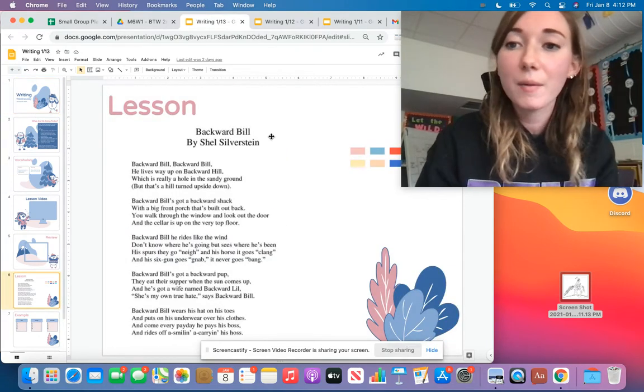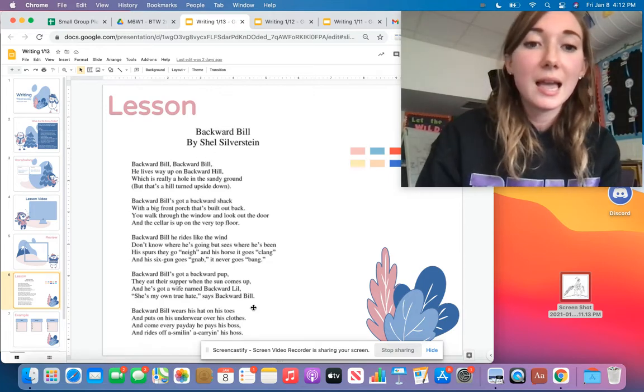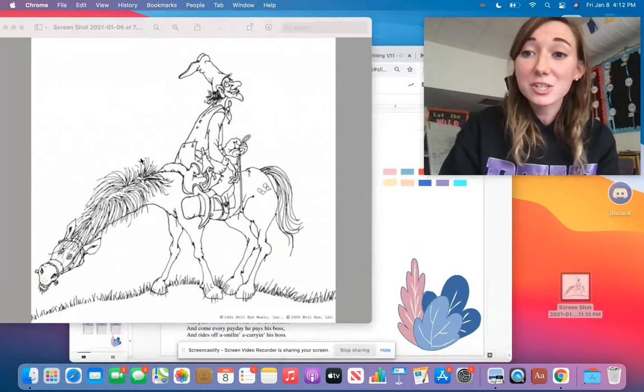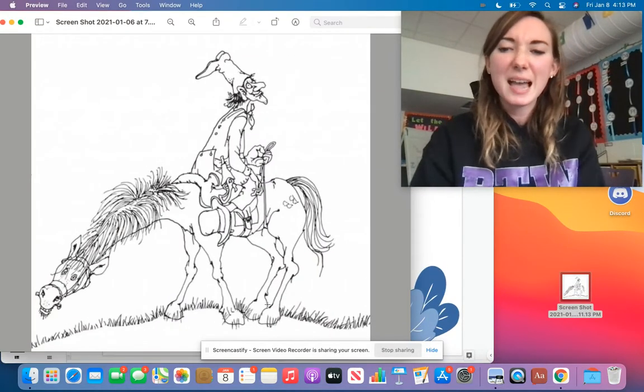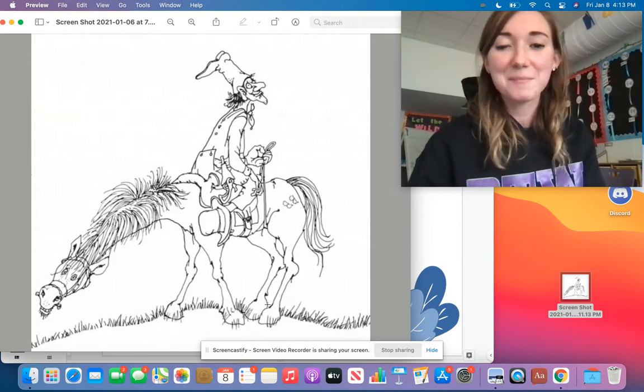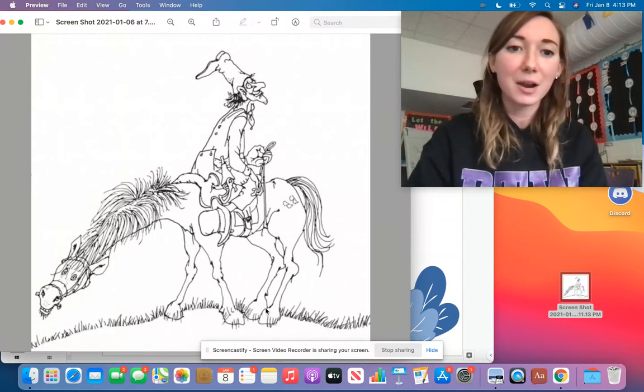So this poem is called Backward Bill, and it's by Shel Silverstein. And before we read it, I want to show you a picture of Backward Bill. So this is Backward Bill. This is who the poem's going to be about. And before we read it, I want you to look at him and talk to the person next to you about something you notice about Backward Bill.